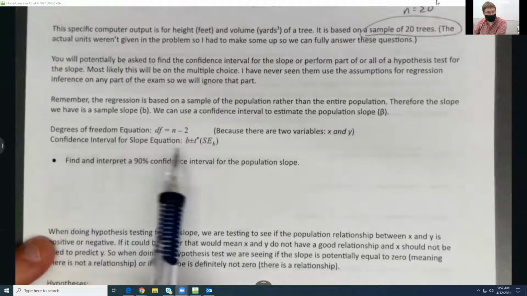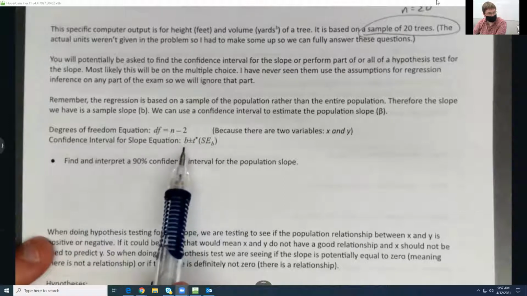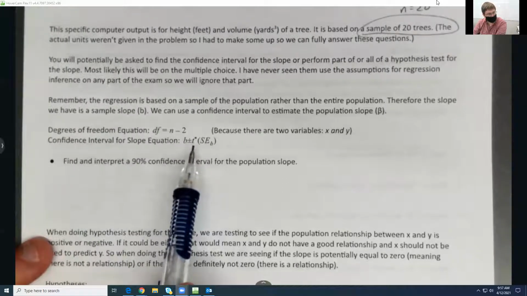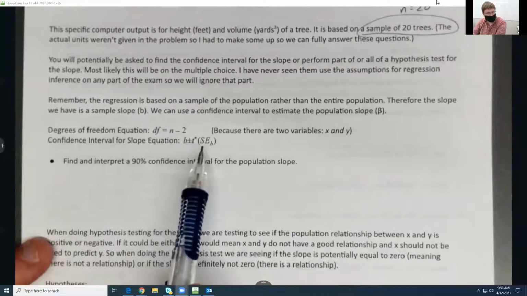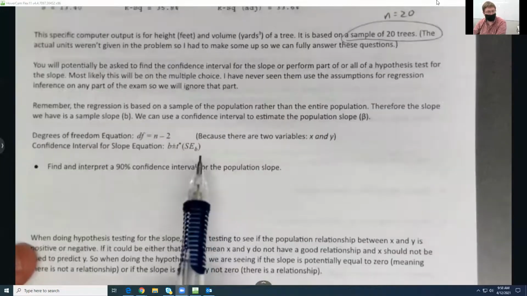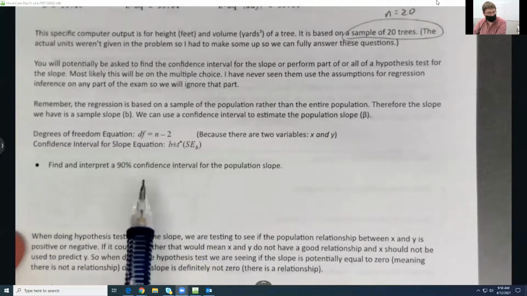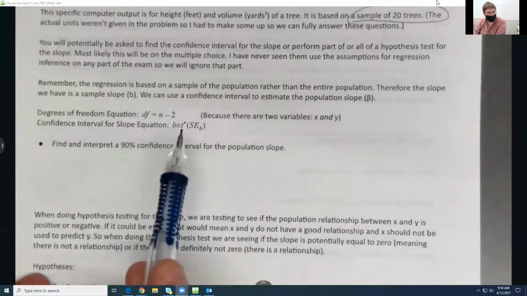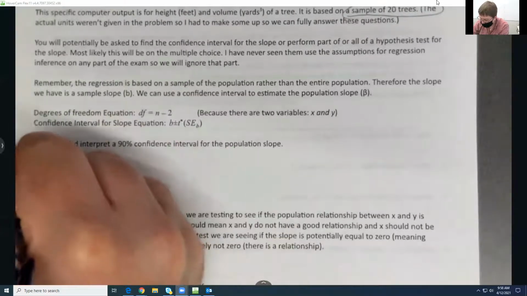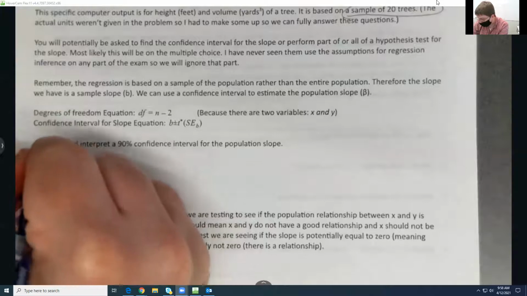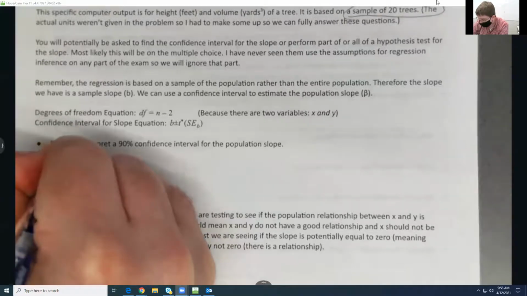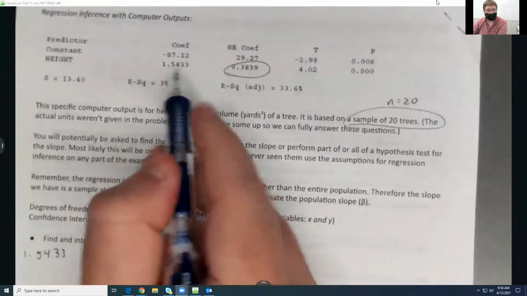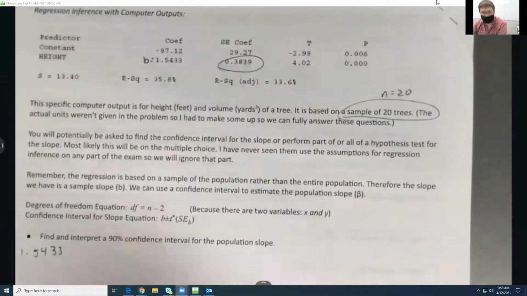And our confidence interval is going to be this equation: the sample slope plus or minus the t times the standard error of that slope. So we're going to find and interpret a 90% confidence interval for the population slope. The first thing we need to do is start with our sample slope. That's going to be 1.5433. That comes from right here. That's my sample slope. So this is little b right here, if you need to write it down to remember.